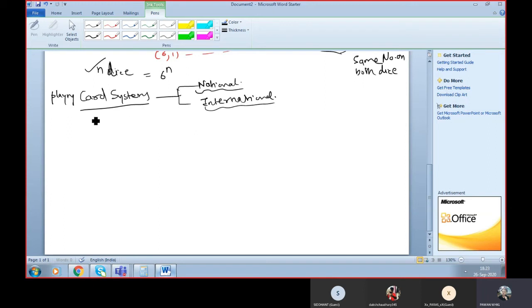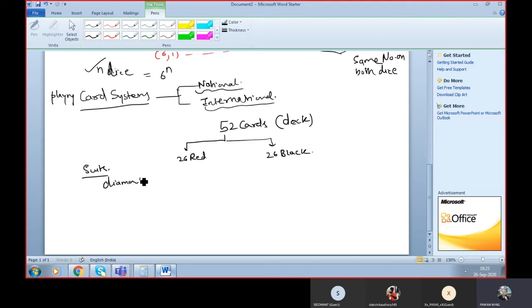Now, if we are talking about playing cards, a pack of 52 cards is what we call a deck. In the deck there are a total of 52 cards, and out of these 52 cards, there are 26 red cards and 26 black cards. And there are four kinds of suits: one is diamond, another is heart, and club, and spade.